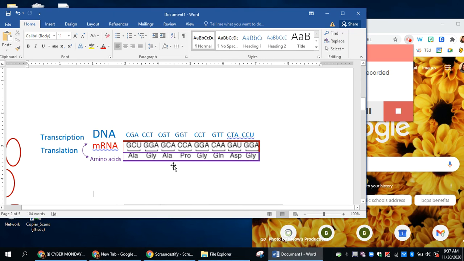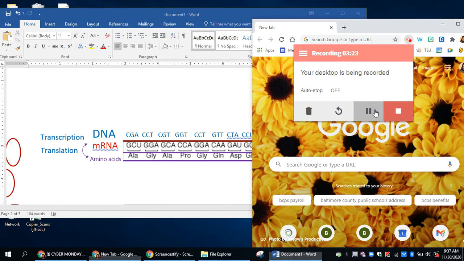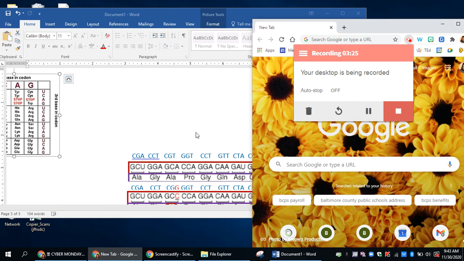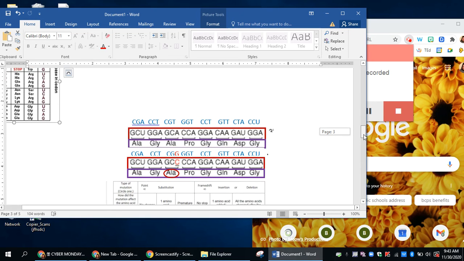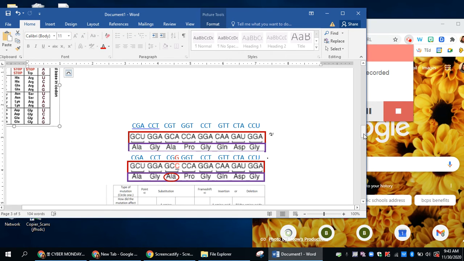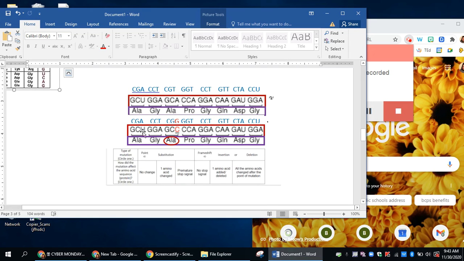So once you've completed your entire original strand and your original amino acid, you're ready to look at the first mutation. On today's activity, you have four or five other mutation examples to look at. So here I have the original that we just did, no mutations. And now I have a mutation.